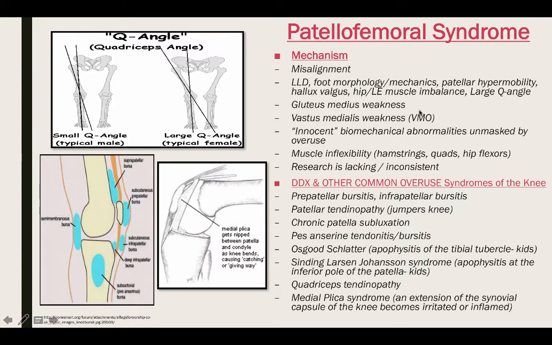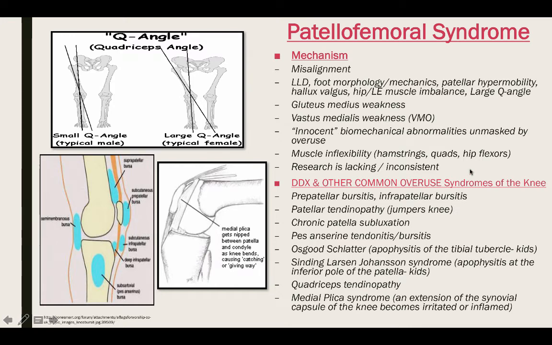Vastus medialis weakness was the big thing for a while, and they still think it contributes. It's one of the quad muscles, which helps to keep the patella in that groove. Other contributors are abnormal biomechanics, muscle inflexibility of the hamstrings, quads, hip flexors, quads specifically rectus femoris, and glute medius weakness. Right, so again, that's going to cause our bodies to move in a different way. IT band's going to take over. It's going to cause internal rotation. That's going to put a lot more patellar maltracking this way.